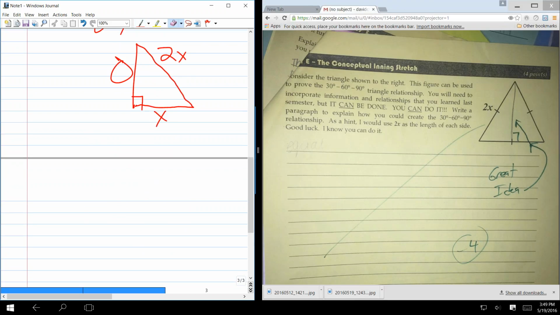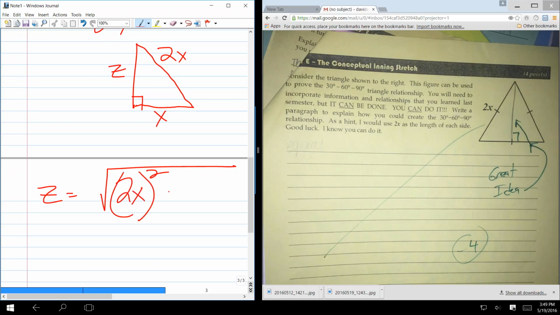Okay, when you're given a right triangle to solve, which we have right here, and we have two sides of it, the third side is equal to what? Let's call that z. What is z equal to? X times the square root of 3. No, it's the square root of the hypotenuse squared minus the other short side squared.